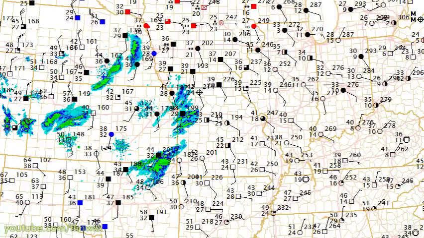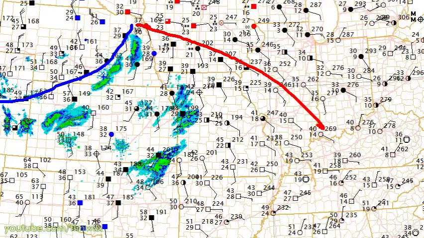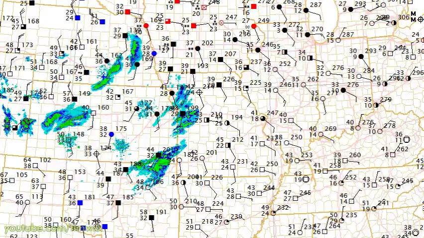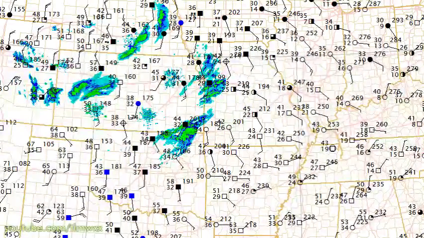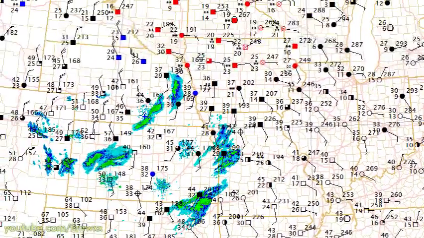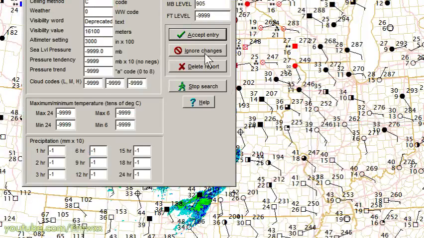So if we actually draw out the fronts, we're probably going to come up with something like that. This is kind of like a little Alberta clipper coming southeastward. And let's see, a good observation to pull up. Maybe we'll do Colby, Kansas. Let me find the identifier for that. That's going to be CBK.